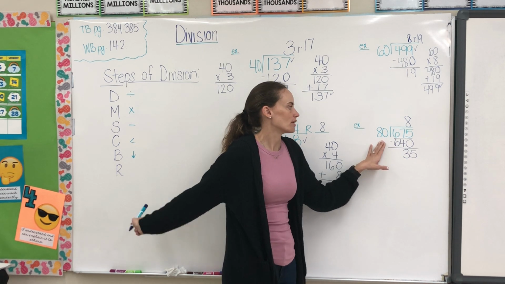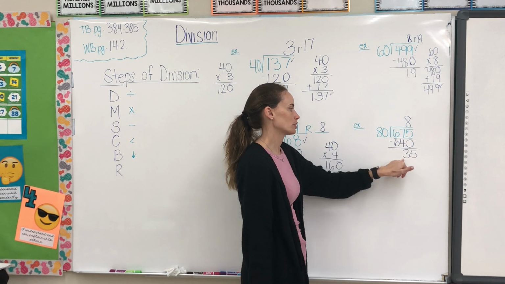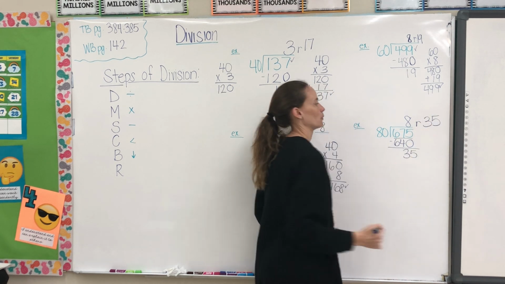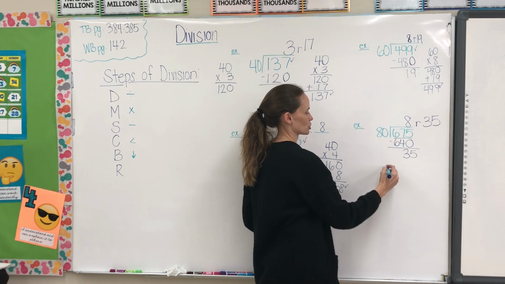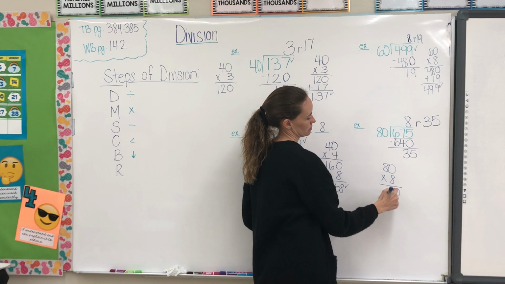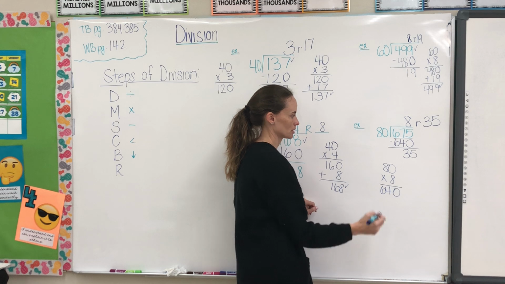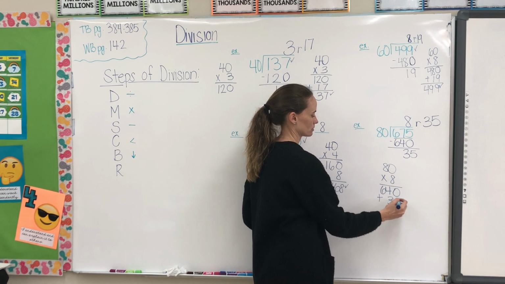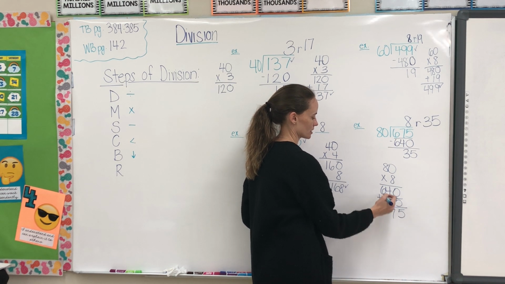Yes. Do we have anything to bring down? No. So that 35 will become our remainder. Now we check our answer by multiplying the divisor times the quotient. So 80 times 8. 8 times 0 is 0. 8 times 8, 64. Plus our remainder of 35. 0 plus 5 is 5. 4 plus 3 is 7. 6 plus nothing.